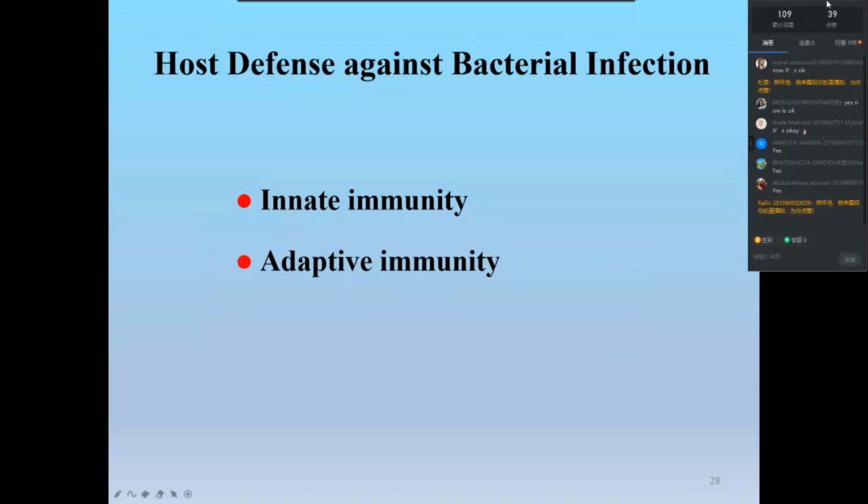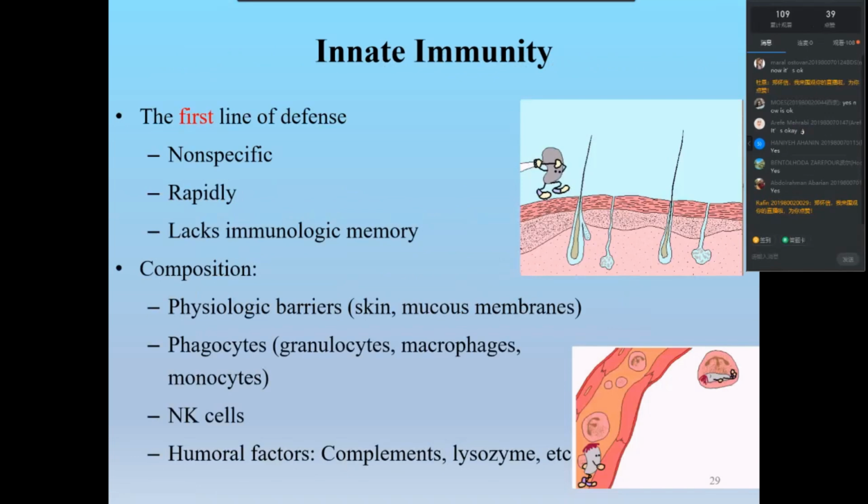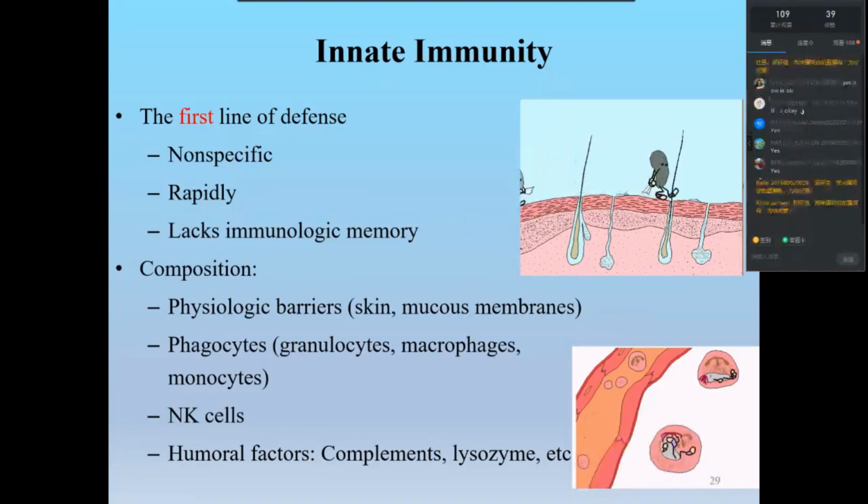Now we are switching to another point, that's host defense against bacterial infection. And we know that the immune system contains two branches. One is the innate immunity, the other is the adaptive immunity. The innate immunity is the first line of defense. And this immunity is not specific, so it does not fight against microorganisms specifically.